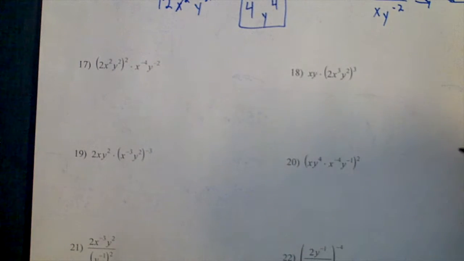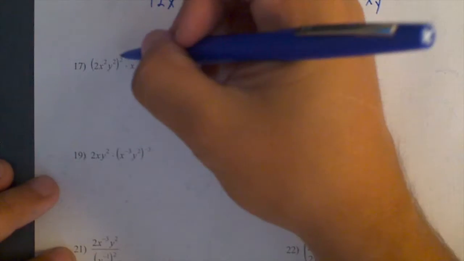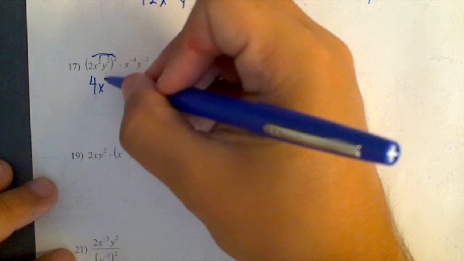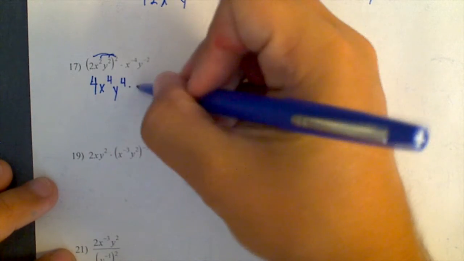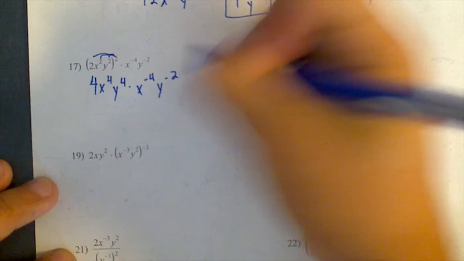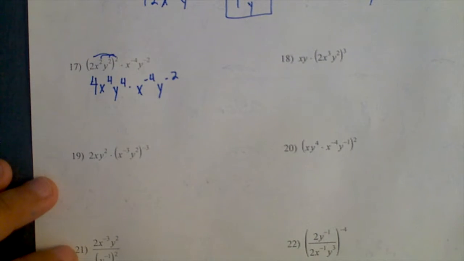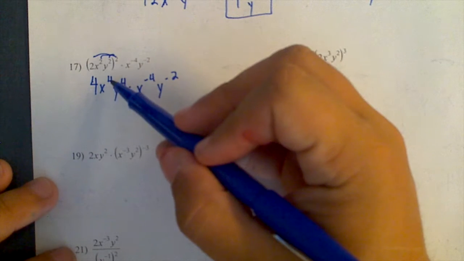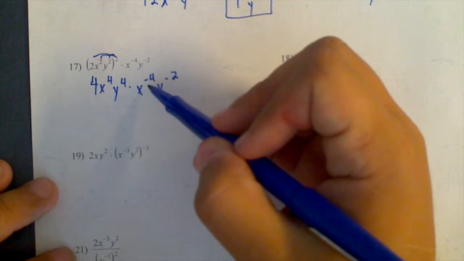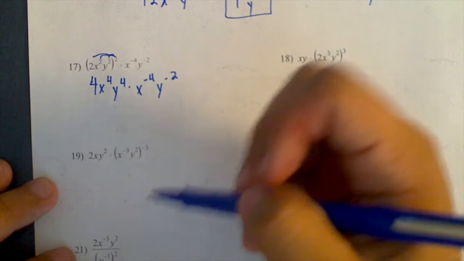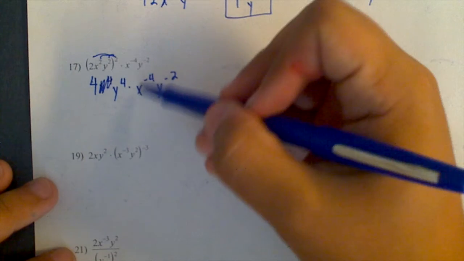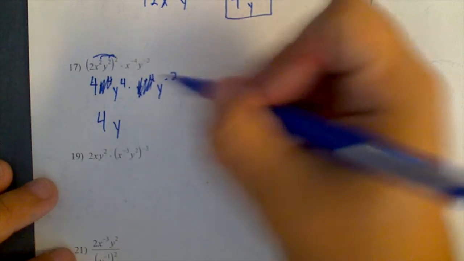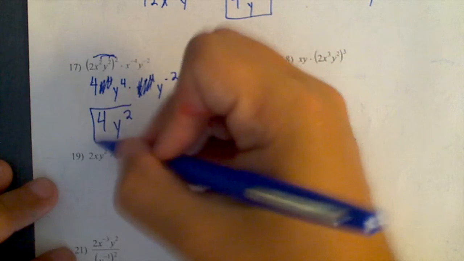17, whenever you have parentheses, I like to simplify that first, just like on the front side. The 2 goes to everything. 2 squared is 4. Keep the base, multiply the exponents, x to the 4th, y to the 4th. Now I just have product of powers, so the rule is keep the base, add the exponents. You'll notice when I combine the x's, 4 plus negative 4 is 0, and I know that anything raised to the 0 power is 1, so I can just ignore those because those cancel themselves out. Keep the base with the y, add the exponents. 4 plus negative 2 is 2, 4y squared.